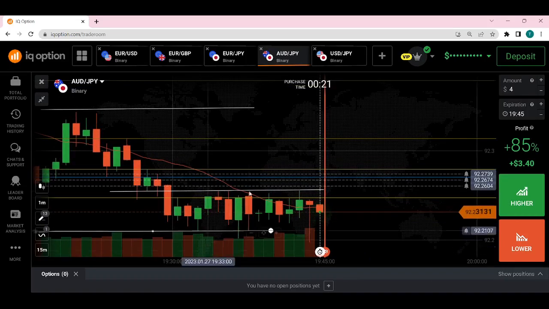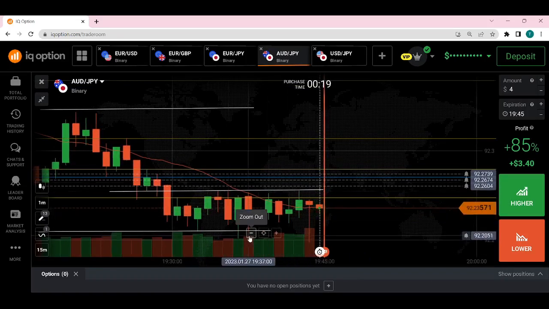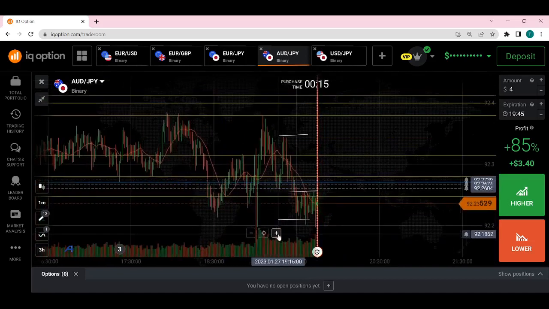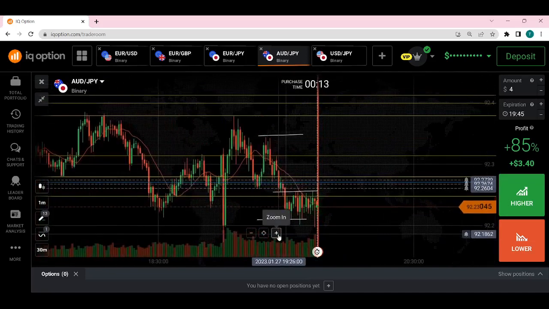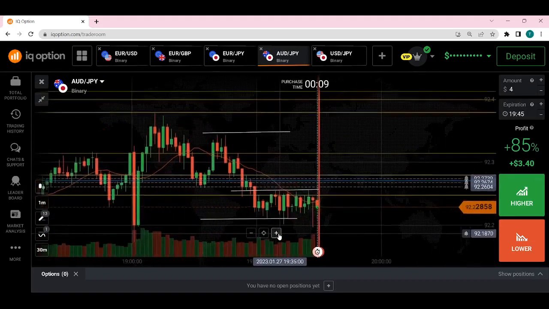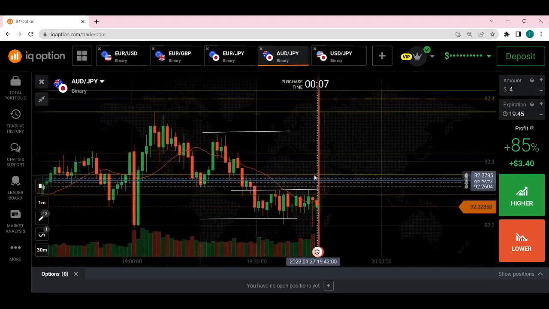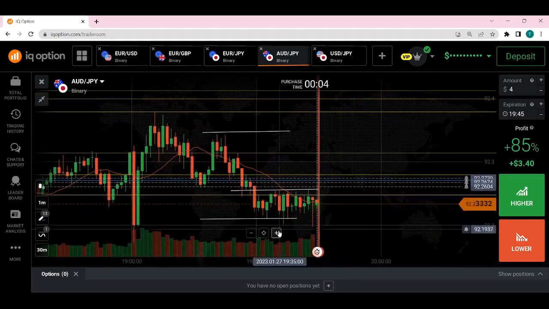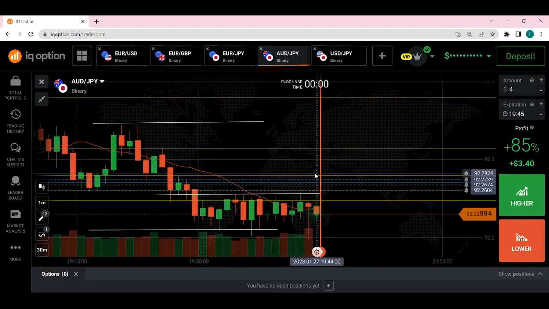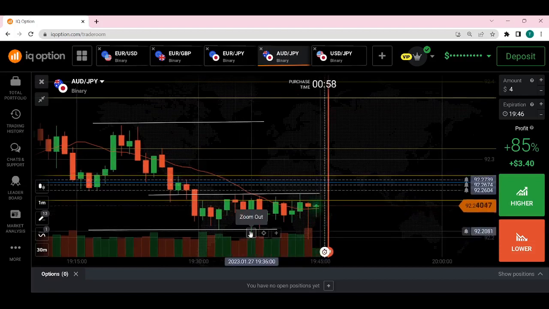This consolidation shows that this trend is going to end. I think there is more pressure on the buyer side, so it is going to break at the top. So we are not supposed to take a put trade in this, right? The market is telling us not to go in for a put. Here we were expecting a put, right? So we just avoid this.